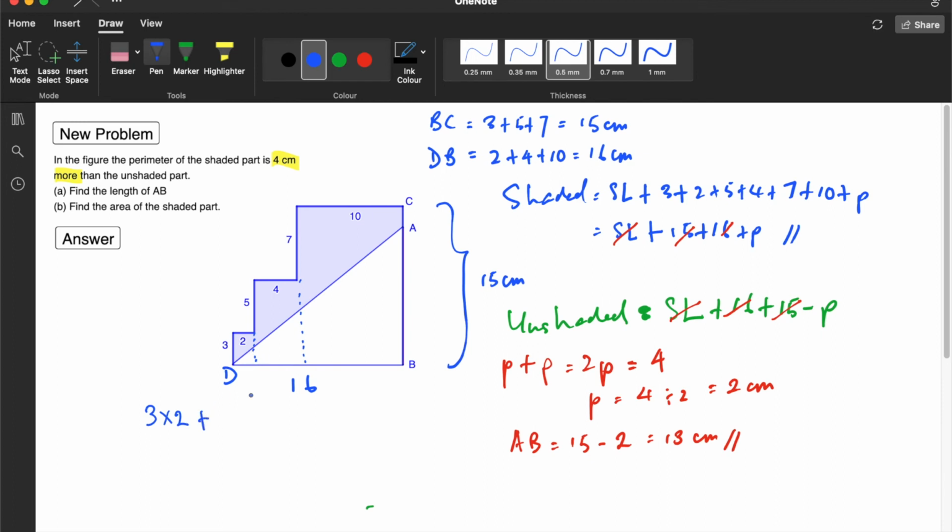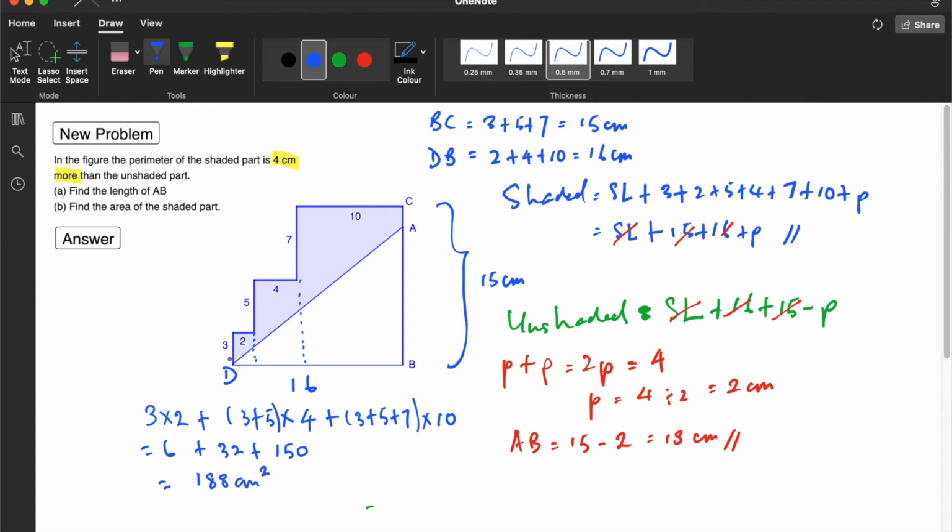The areas are 3 multiplied by 2, plus 3 plus 5 multiplied by 4, which is the middle rectangle, and the last big one is 3 plus 5 plus 7 multiplied by 10. So this is 6. This is 8 multiplied by 4, 32. And the last one is 15 multiplied by 10, 150. Altogether it is 188 centimeters squared.